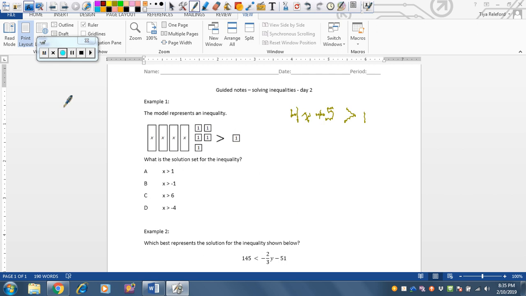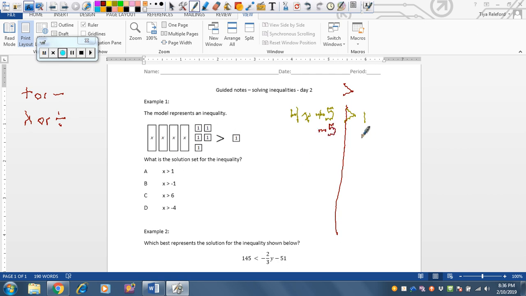So we know to solve equations, our first step is to add or subtract. And our second step is to multiply or divide. So the first thing you're going to do is look at your coefficient, the number before x. Is it positive or negative? It's positive. So your sign is going to stay exactly the way it is. It's not going to flip.